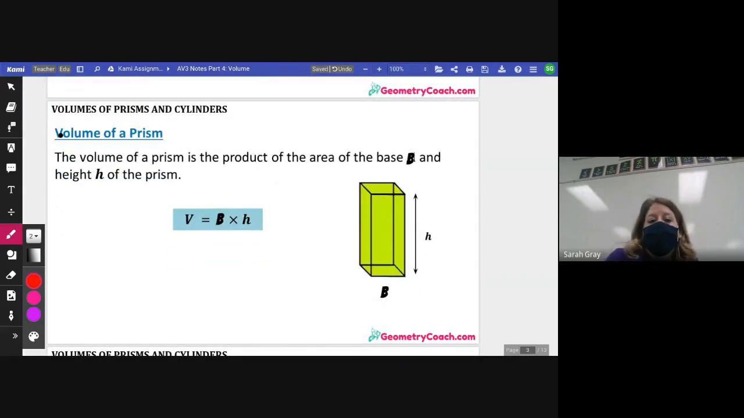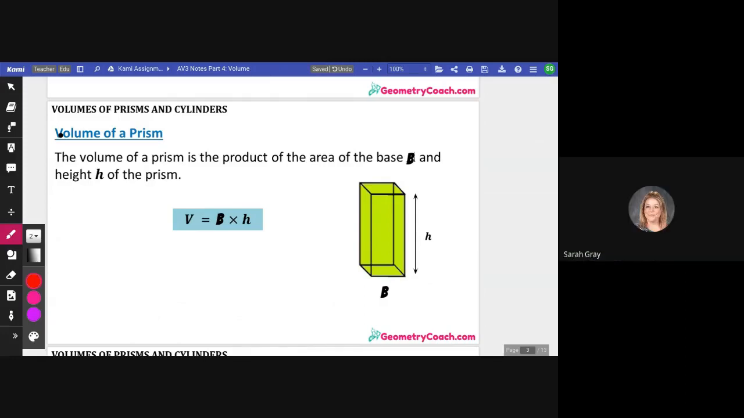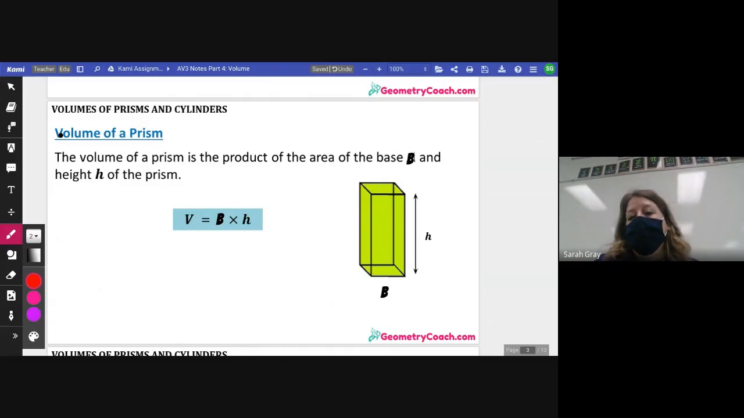The volume of the prism is the amount of space it will hold. It is the product of the area of the base, which is denoted with a capital B, and the height of the prism. So super easy. Area of the base times the height. Because what that does is it takes the whole base and it just shoots it all the way up the height, and you get your volume that way.